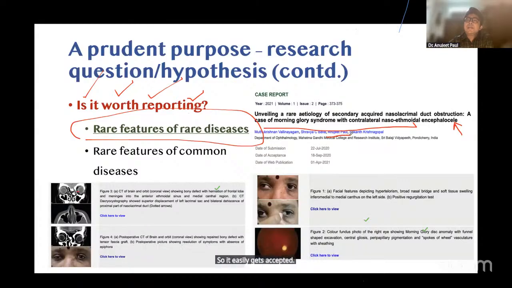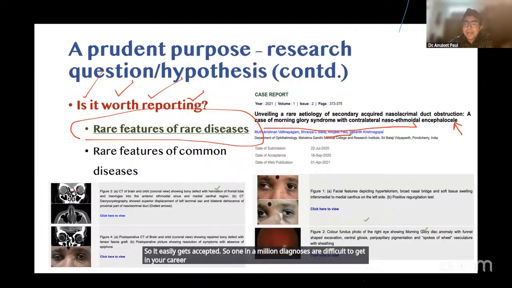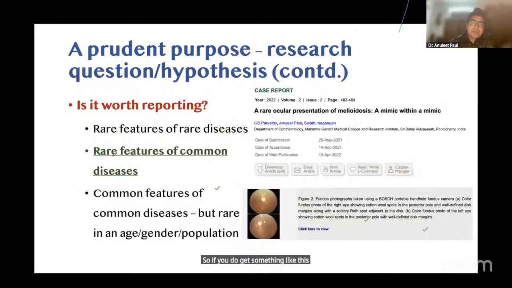One in a million diagnoses are difficult to get in your career, but this was one in my career. There were three associations which were completely unrelated to each other in a single patient. So if you do get something like this, it should be reported. Next, rare features of common diseases.